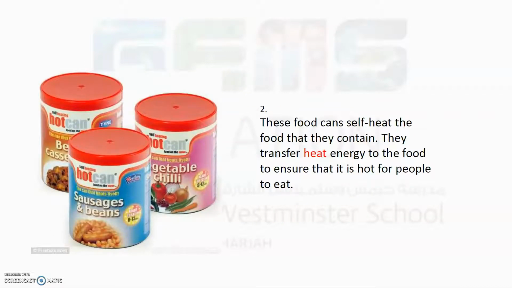These food cans self-heat. They self-heat the food they contain. These can actually heat themselves without any heat source, like a fire, to ensure the food is hot for people to eat. This is going to be endothermic because if it's going to self-heat, the heat is going to be absorbed in it to make it hot. So it's of course going to be endothermic.